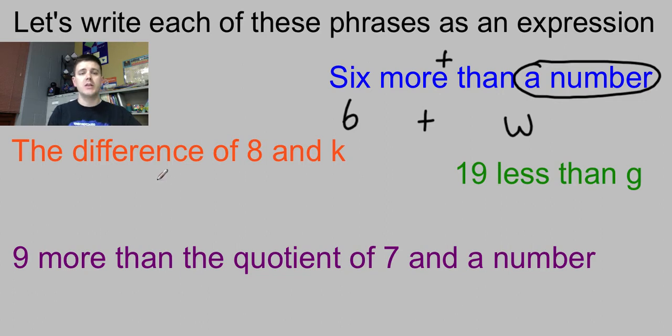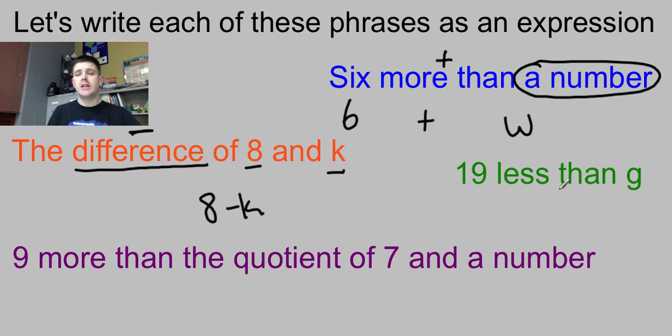Next one, the difference of 8 and k. Well, the word difference is really code for subtract. And remember, in almost all cases, we're going to leave the pieces in the order that they were in the problem. 6 came first and then w. Here, 8 came first and then k. So all we're going to do is put the subtraction in between. 8 minus k.